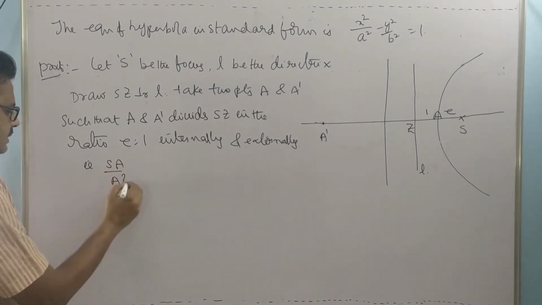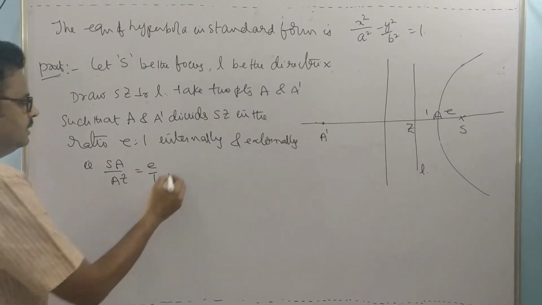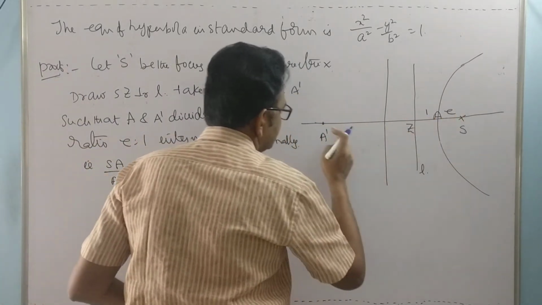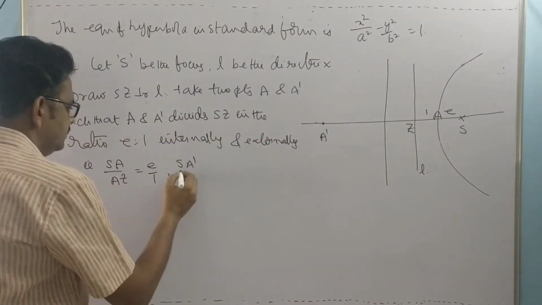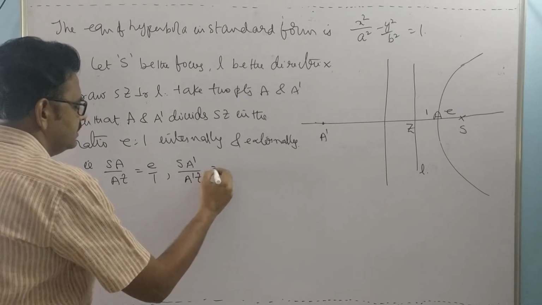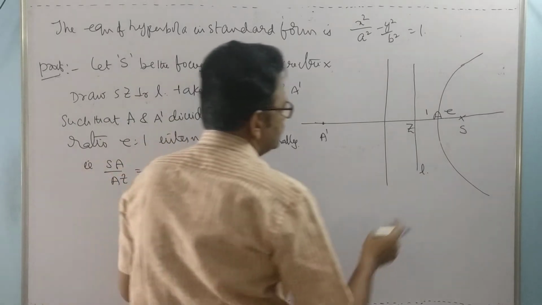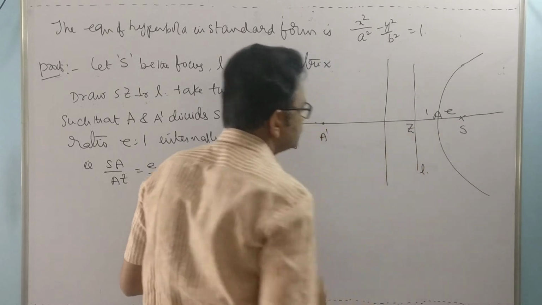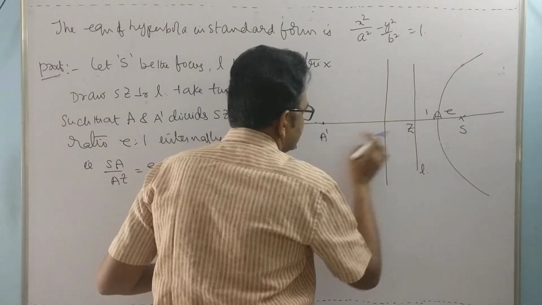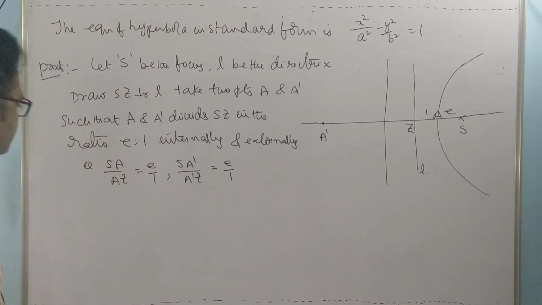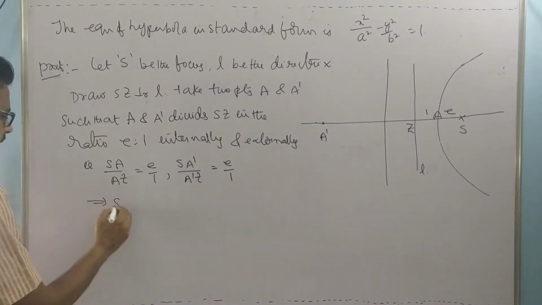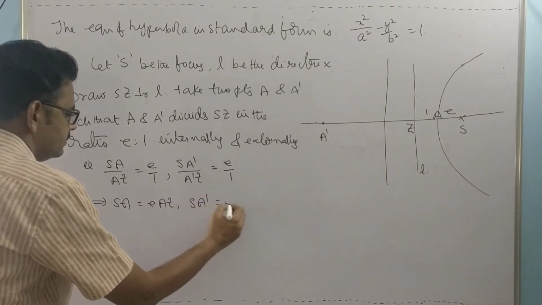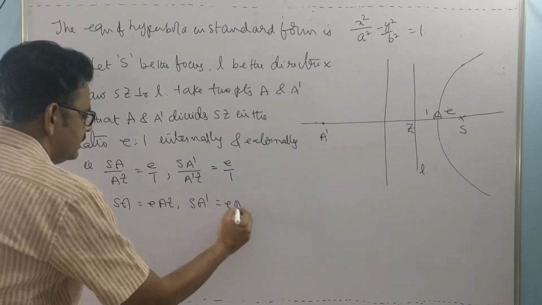And A dash S by A dash Z is equal to e by 1, since A dash divides SZ in the ratio e is to 1 externally. That implies SA is equal to e into AZ and SA dash is equal to e into A dash Z.